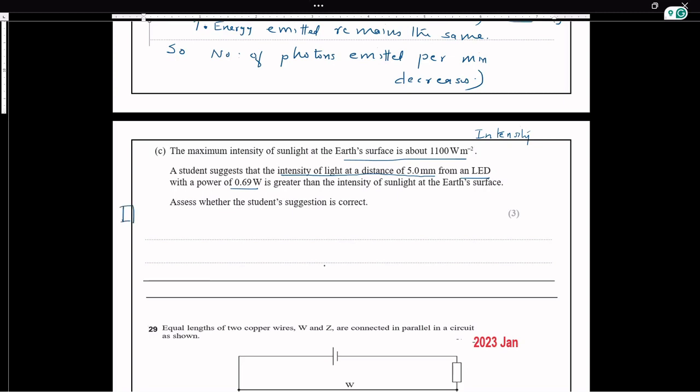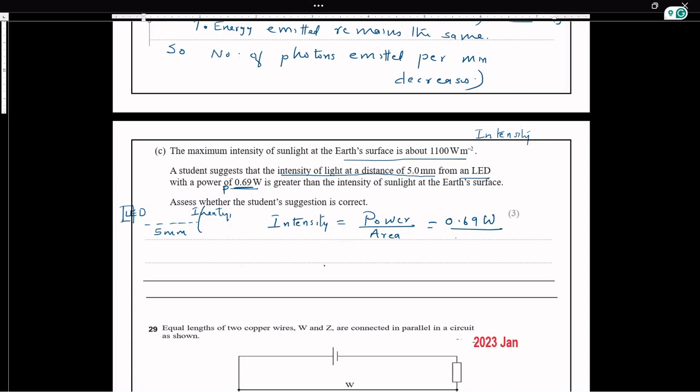So there is an LED here, at a distance of 5 millimeter. The intensity falling at this part, this intensity we are going to calculate, and we know that intensity equals power over area. The power is already given. The LED has a power of 0.69, so this is the power given. So power is 0.69 watts over the area.